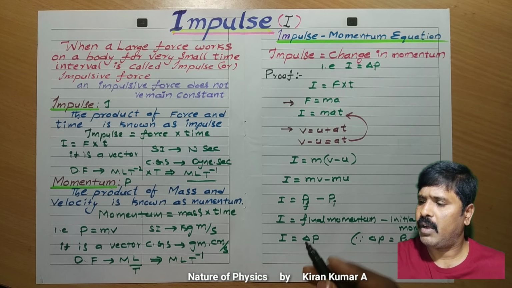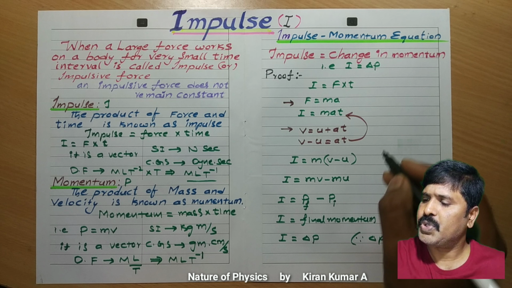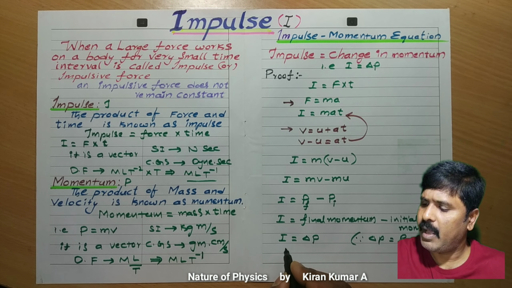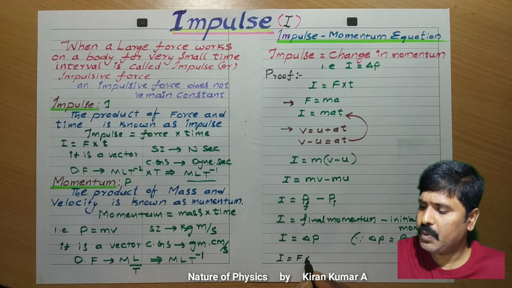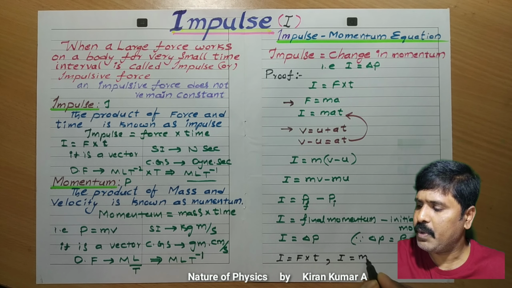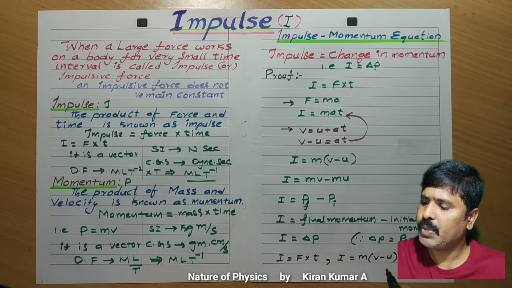Again, write according to this concept. First one is the impulse formula. I is equal to, I got, force into time, student. And next, impulse I got m into v minus u, student.